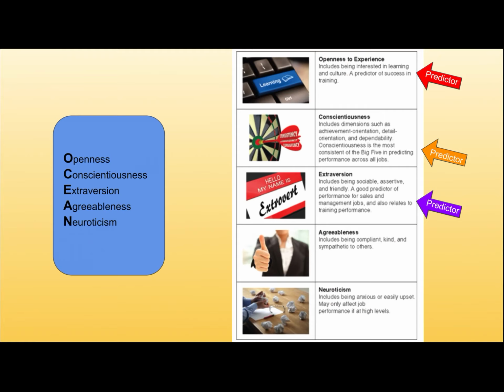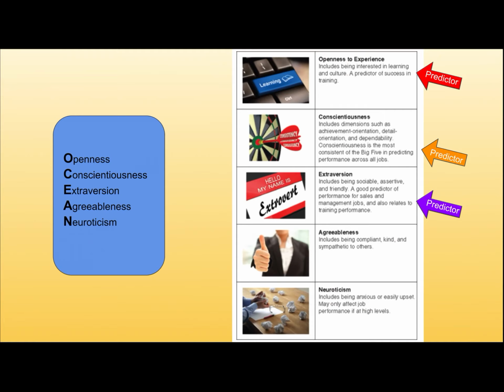Second is conscientiousness, which includes dimensions such as achievement orientation, detail orientation, and dependability. Basically, they're organized, focused on achievement, details, that sort of thing. Conscientiousness is the most consistent of the Big Five in predicting performance across all jobs. So somebody who scores well on the conscientiousness scale will do well at pretty much every job. Although, as we'll mention later, sometimes more isn't always better. There could be an optimal level that isn't necessarily the highest score possible.